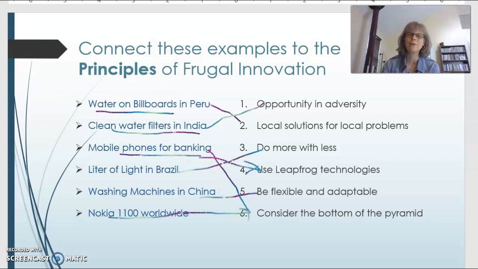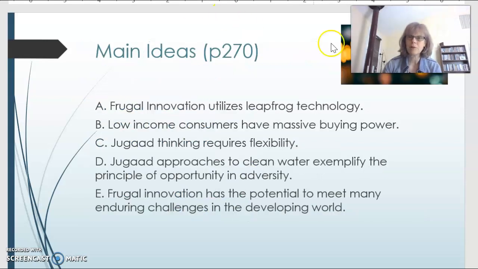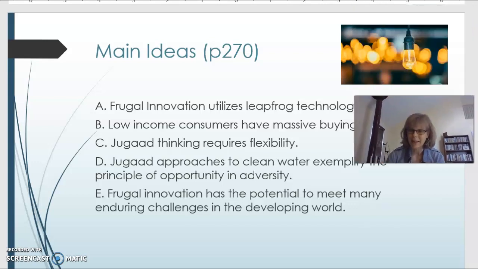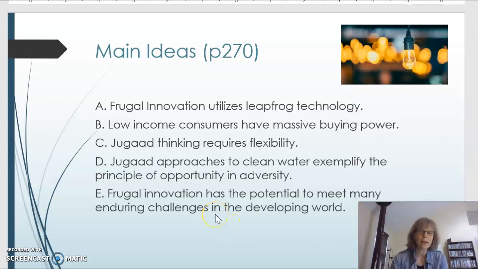So hopefully that gives you some more understanding of how the article is organized, what some of the main points are. Of course, here on page 270, they give you these main idea sentences and they say these each match one of the paragraphs. See if you can match this up with one of the paragraphs. And I'll ask you to do that in the assignment I give you in module 11.